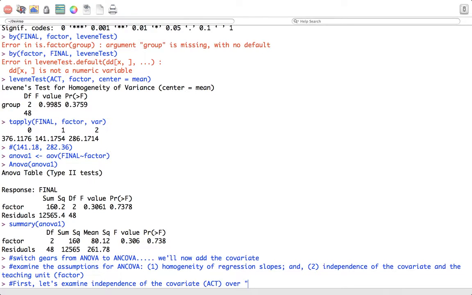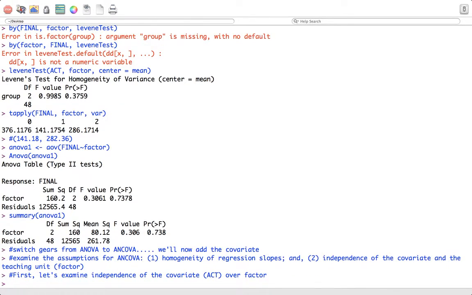over factor. And what we'll do there, to see if these things are independent, is see if the covariate is just independent of experimental manipulation. We want to make sure that the levels of ACT are equivalent over the factors. So at the end of the day, we're just going to run an ANOVA.